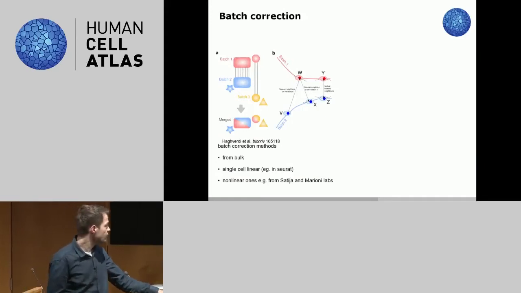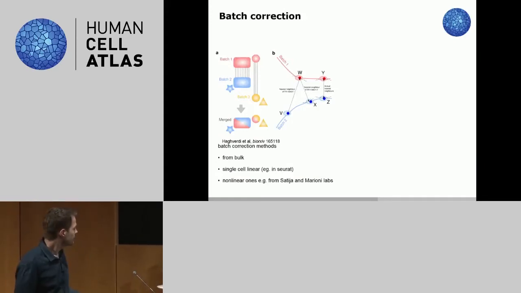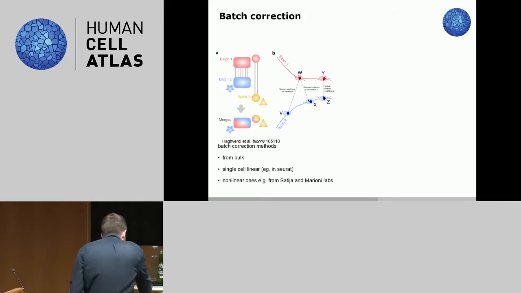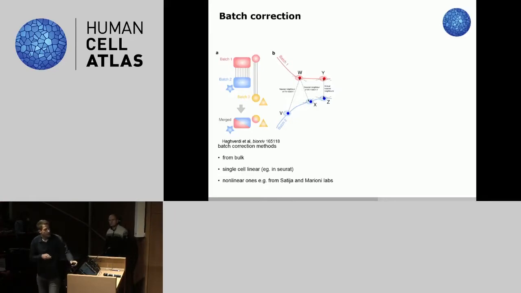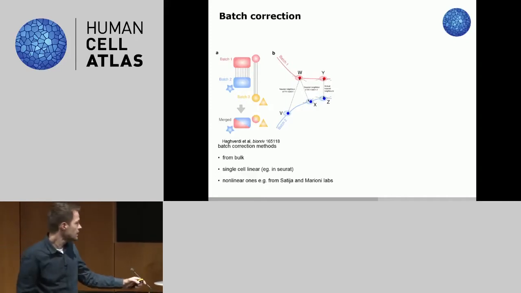Let me start with batch correction without going into detail about all of the methods. Let me just highlight this picture from the Marioni lab work by Lale, where the idea is you have a set of samples that match up in a few places, maybe not in others, and you want to integrate them to get this merged data set. I think this is a task that we will have to face in order to eventually stitch together a whole atlas.